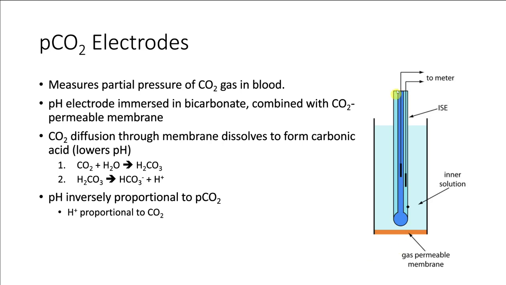PCO2, again, very similar setup, except we're just looking for CO2 gas. So our solution that we're going to soak it in is bicarbonate instead, which is then combined with a CO2 permeable membrane. What happens is CO2 will want to pass through the membrane and then reacts with the bicarbonate to form carbonic acid, which decreases the pH. The pH that is at the end of this reaction will be inversely proportional to the PCO2.